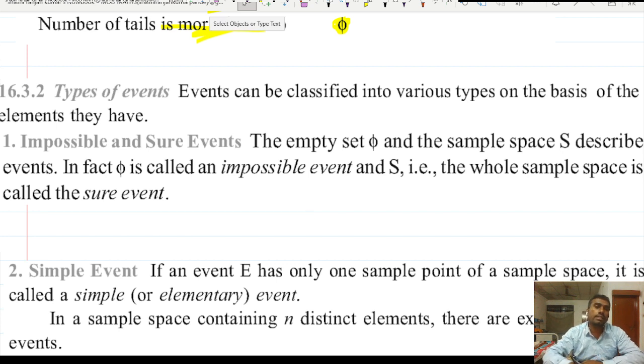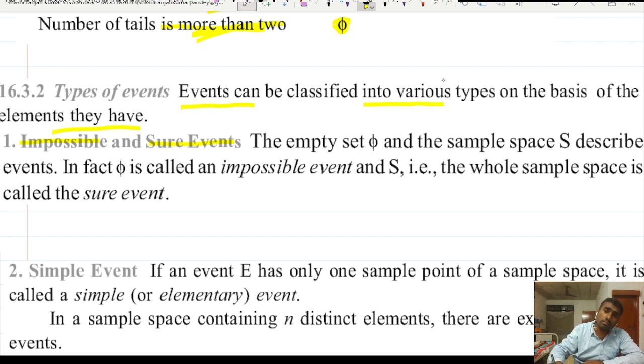So next is the types of event, right? Events can be classified into two various types on the basis of the elements they have. So this is the main classification. One is the impossible event and one is the sure event. Its name clearly shows its meaning. Impossible means events that can't happen.